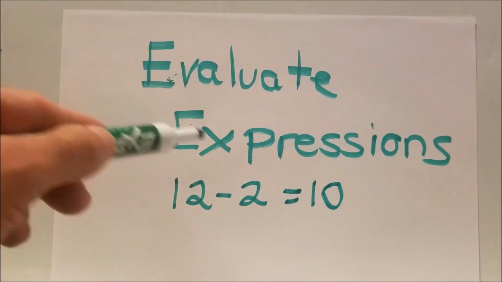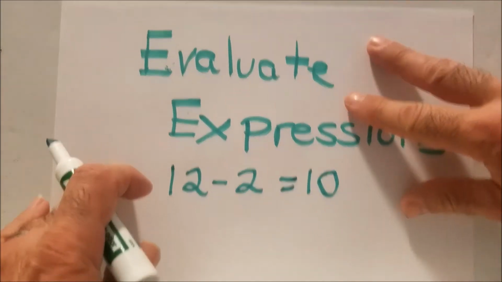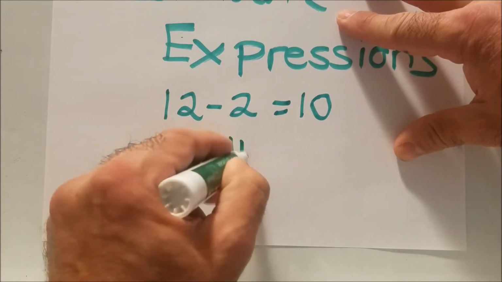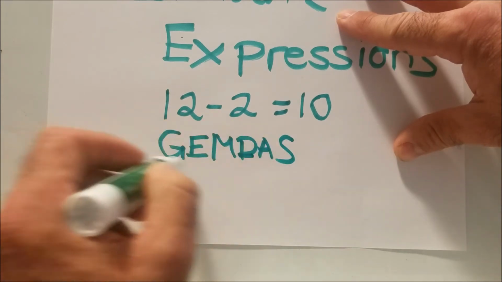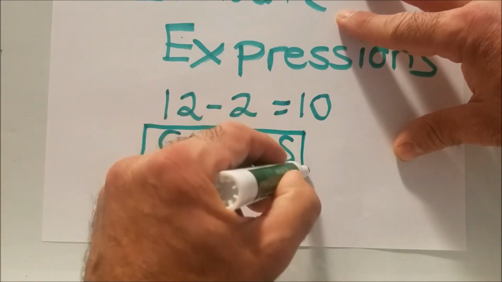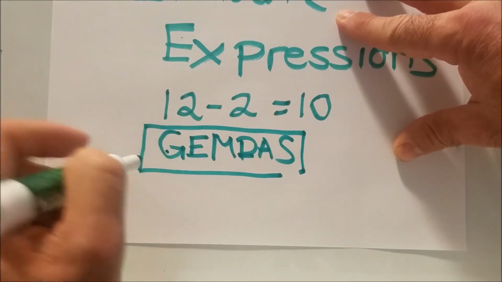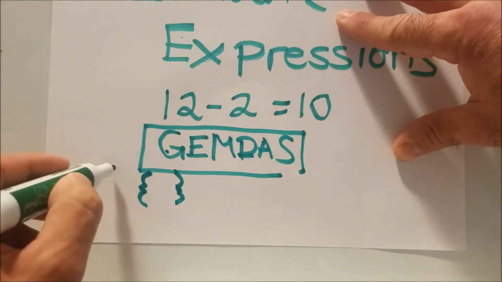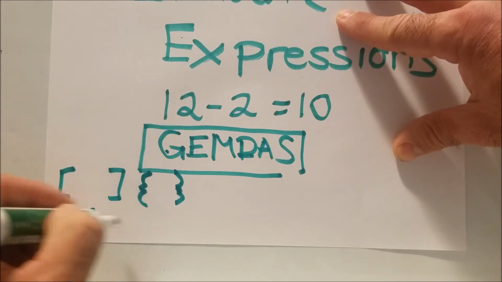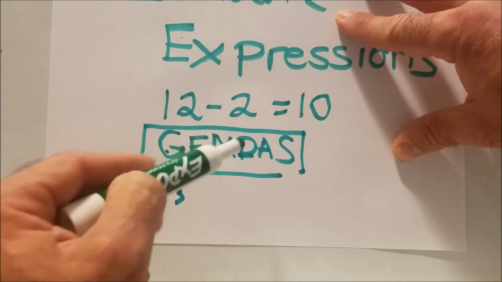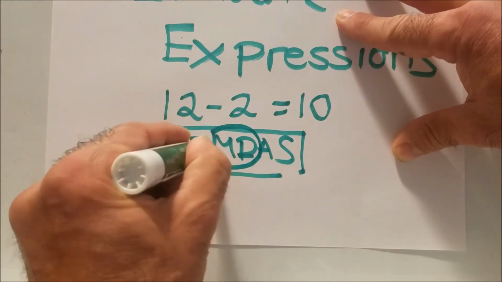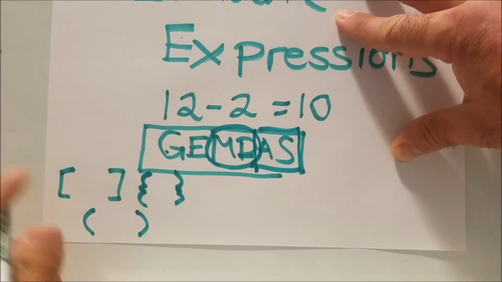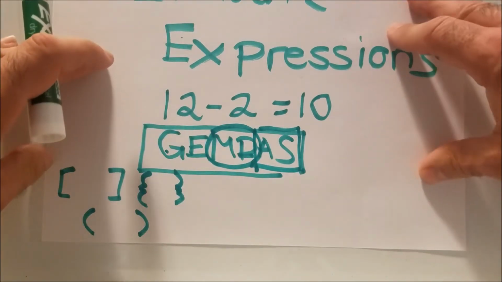So when we evaluate expressions, we also need to remember GEMDAS, which we also call PEMDAS, which we know about. It's the order of operations, so you have to keep that in mind. We have the grouping symbols: the brace, the bracket, and we're all familiar with parentheses. Then exponents, multiplication or division, whatever comes first, and addition or subtraction, linked together also, whatever comes first.